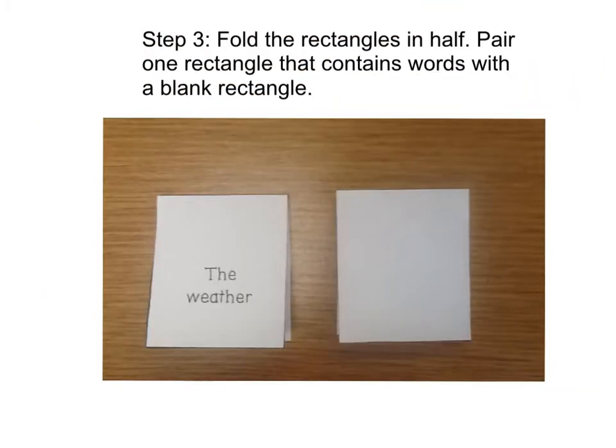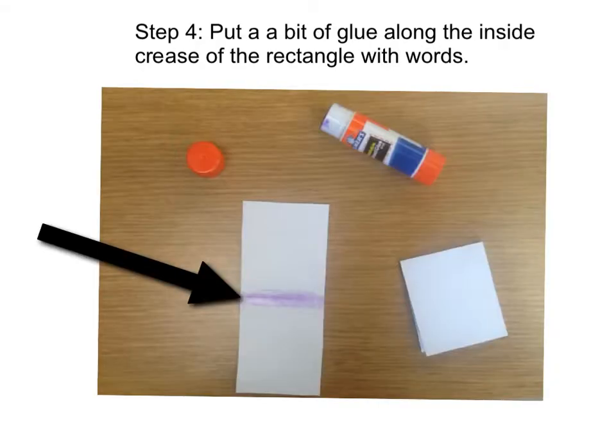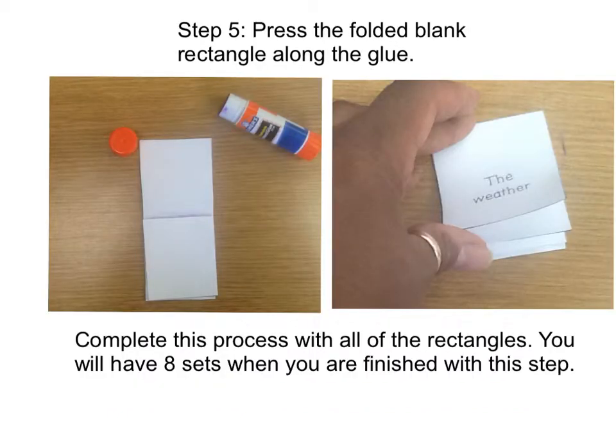The next step involves folding the rectangles in half. So you're going to fold all 16 rectangles in half, and then you're going to pair one rectangle that has words with one rectangle that is blank. For step 4, you're going to put a little bit of glue on the inside crease of the foldable that had the words on it. And for step 5, you're going to take that blank rectangle and press it along the inside of the foldable where you put the glue. So you now have what looks like a little booklet.